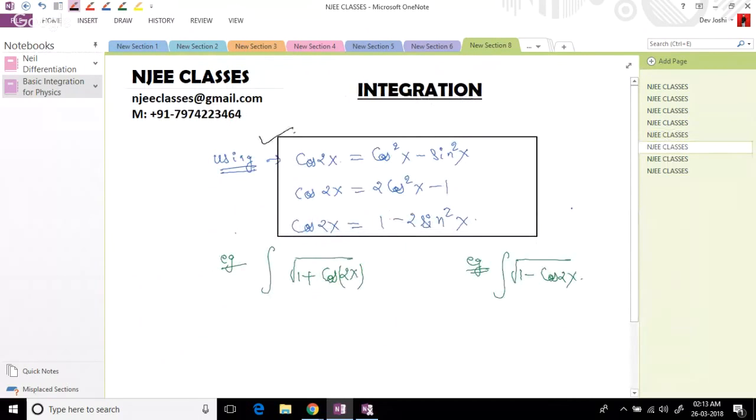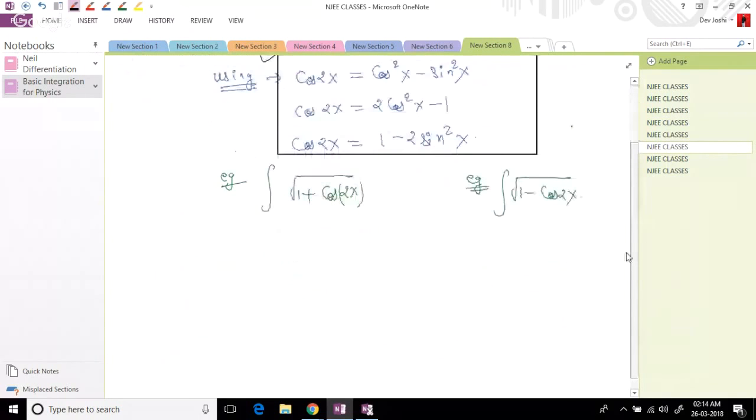Integrations on the basis of these properties: cos 2x is equal to cos square x minus sin square x, or cos 2x can also be equal to 2 cos square x minus 1, or it can also be equal to 1 minus 2 sin square x. Alright, so let's see about it.